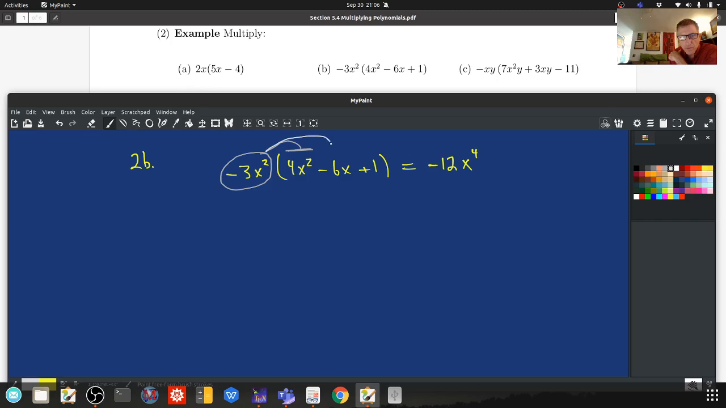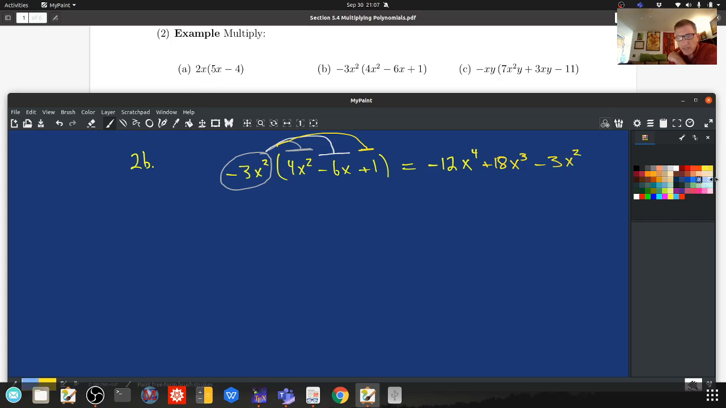Now I'm going to multiply it by the minus 6x term. So minus 3 times minus 6 is plus 18. X squared times x is x cubed. And then finally, by the last term, minus 3x squared times 1 is minus 3x squared.